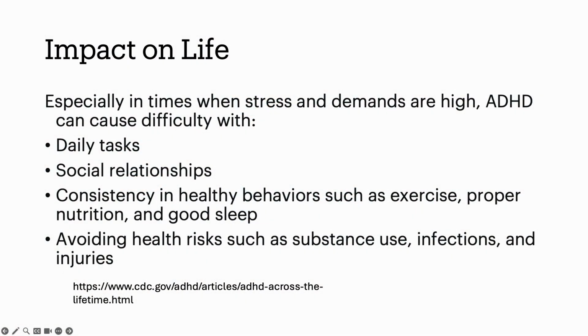May also have difficulty keeping up with healthy behaviors such as exercise, nutrition, and good sleep, right? So if you're impulsive, you might just be hungry right now and decide to eat a piece of cake. So that type of impulse control issue can translate to not doing things that you have to do to stay healthy, because you're sort of deciding to do something different. And impulse control also leads to things like addiction, substance use, infections, and injuries, right?